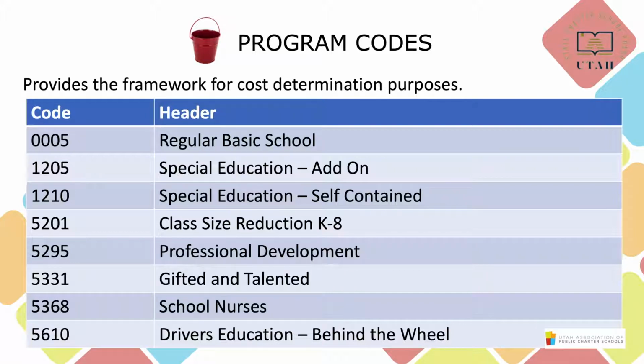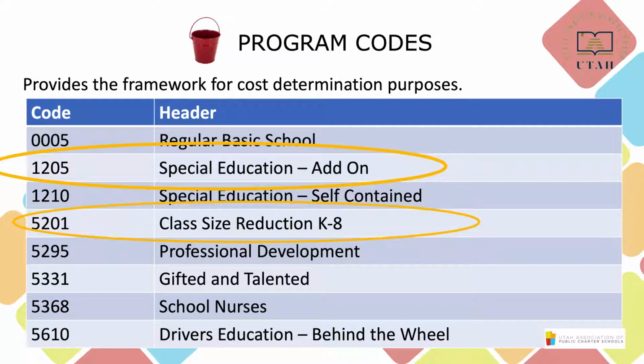When I am paying a special education teacher, what program code would I most likely use when tracking wages? 1205. What about a first grade reading instructor? 5201. How about when I pay a teacher to do behind the wheel instruction? 5610. So tracking by program is one part.